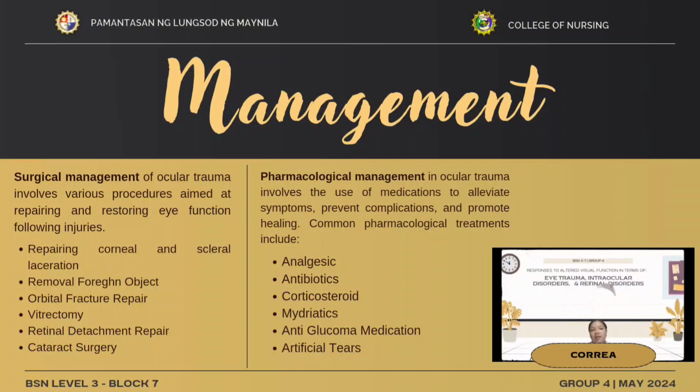Next is vitrectomy. It is removal of vitreous gel from the eye to address internal bleeding or clear debris. Next is the retinal detachment repair. This surgical technique, like pneumatic retinopexy or vitrectomy, reattaches the retina and prevents vision loss. Next is the globe rupture repair. An emergency surgery to close the rupture of the eyeball and restore its structural integrity.